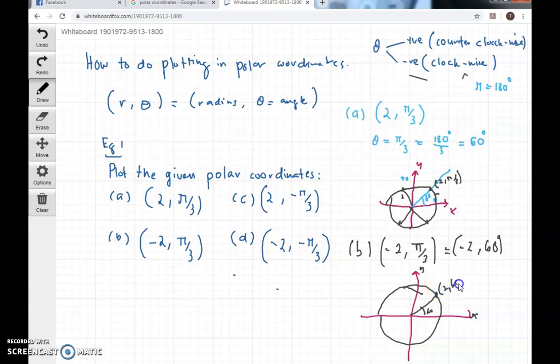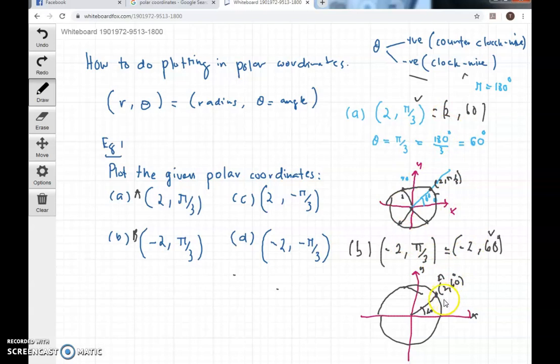This is 2 and 60 degrees, which refers to question A. So I can write it, this is your point A, and this is your point B. In order for you to get point B, we are going to use the same angle. You have the angle of 60 here, and you also have the angle of 60 here. The only difference is on the part of your radius, which is positive here and negative here.